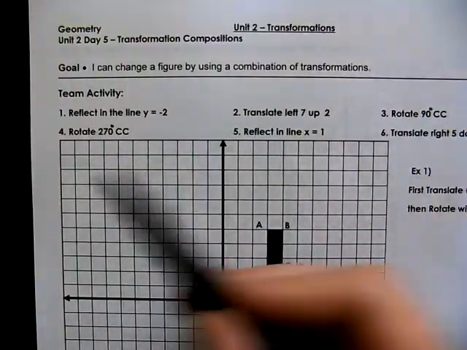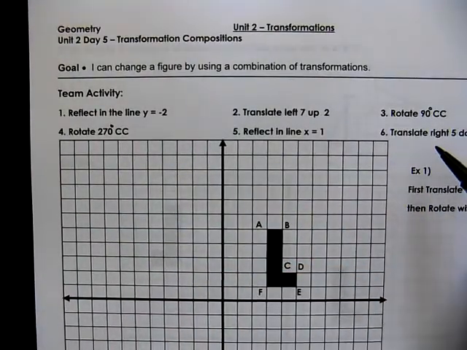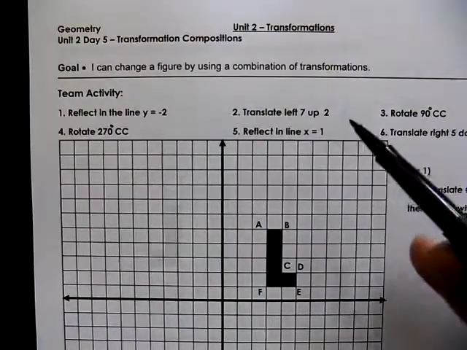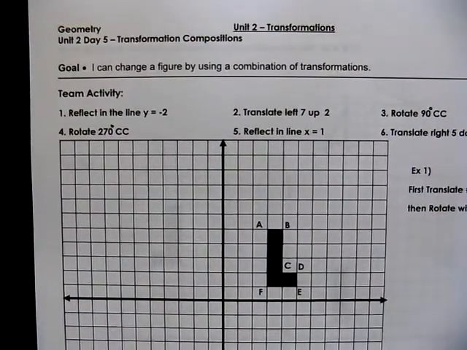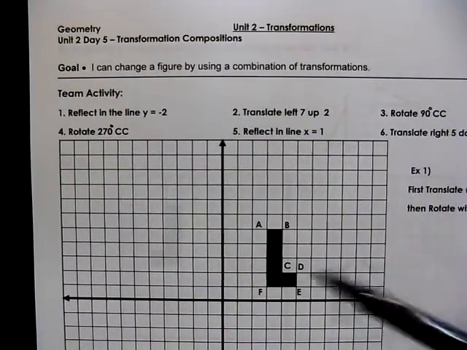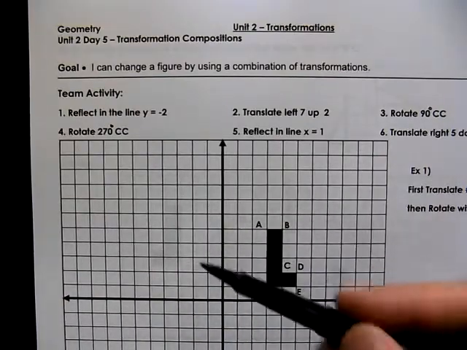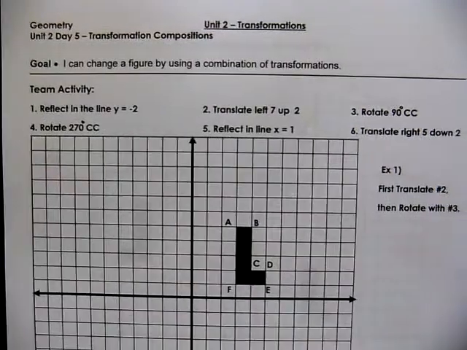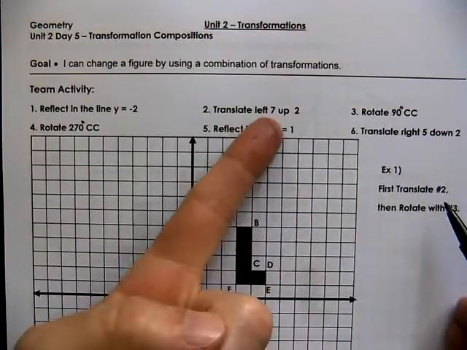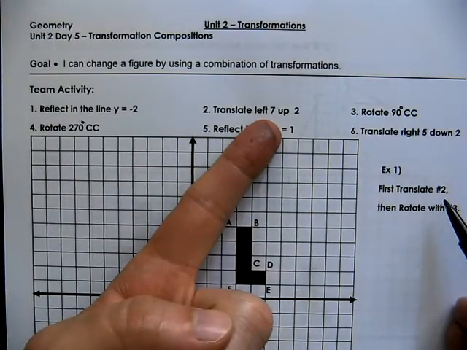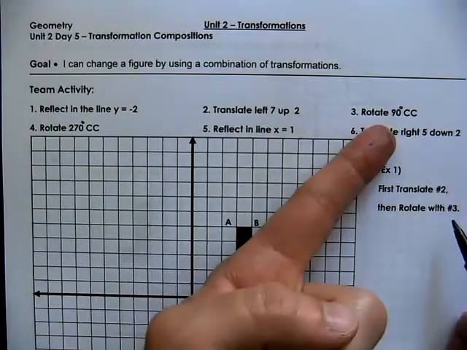Here is a menu of 6 options. We're not doing 6 of these. We're just going to pick 2 from the menu, and that's just what we'll work with for today. Here's our pre-image. Here's our polygon. And for my example, I am selecting these 2. I'm going to say, okay, let's see what happens when I first do a translation and then a rotation.